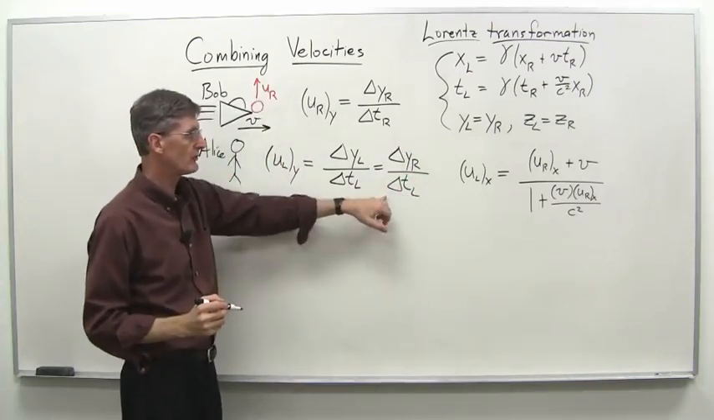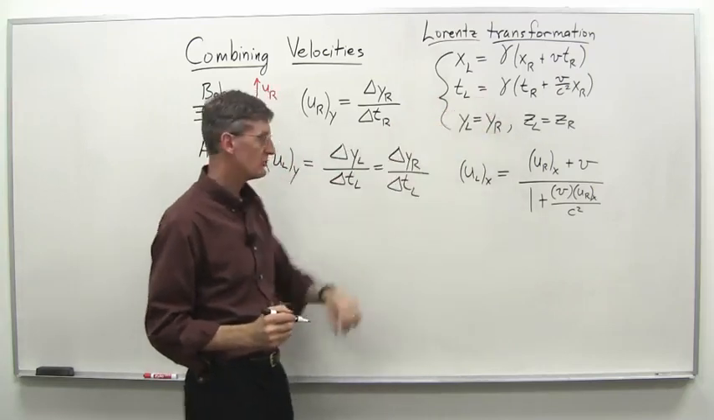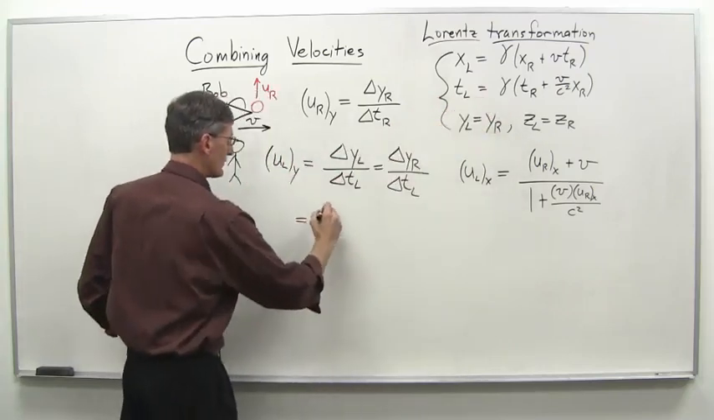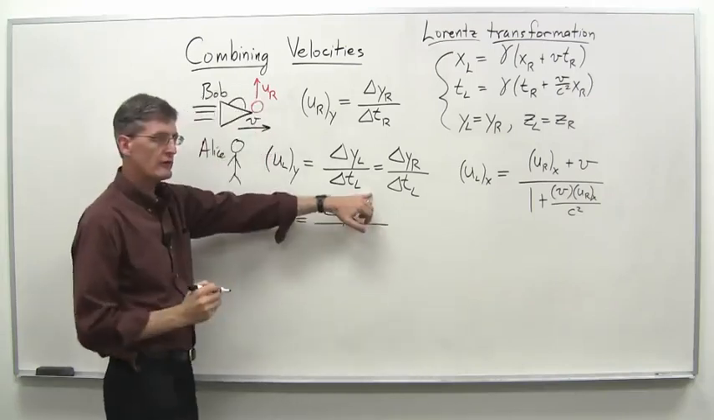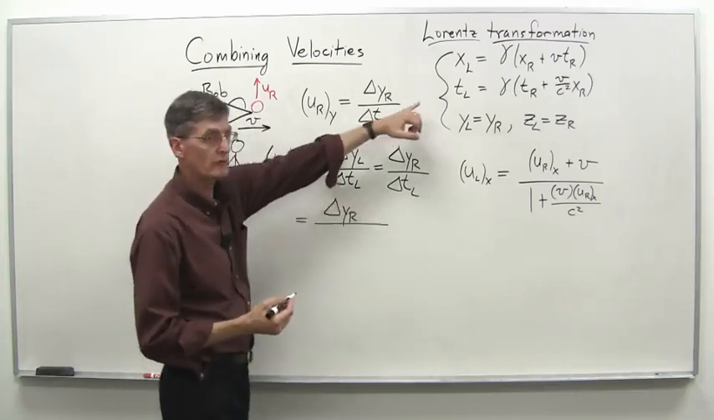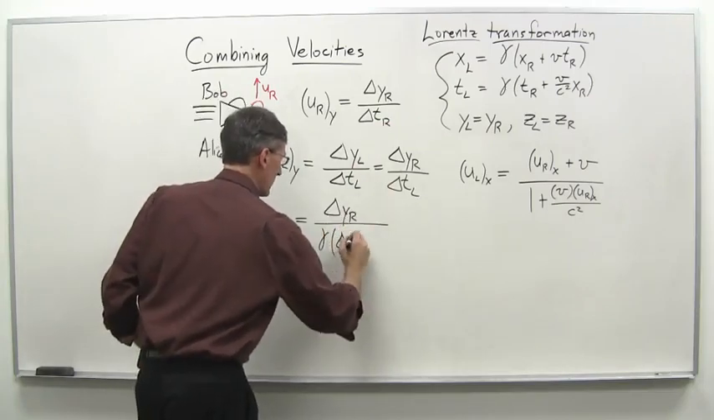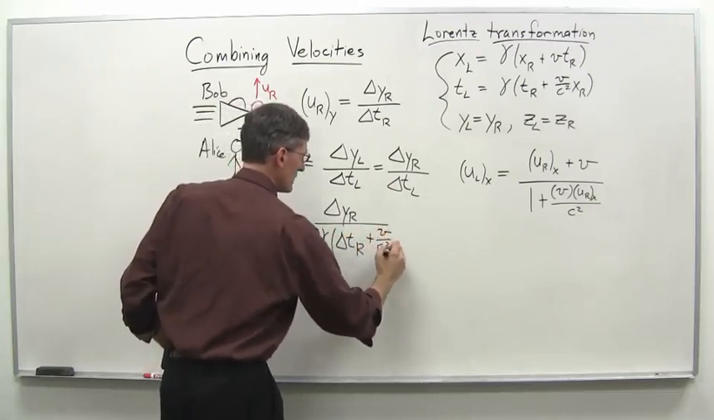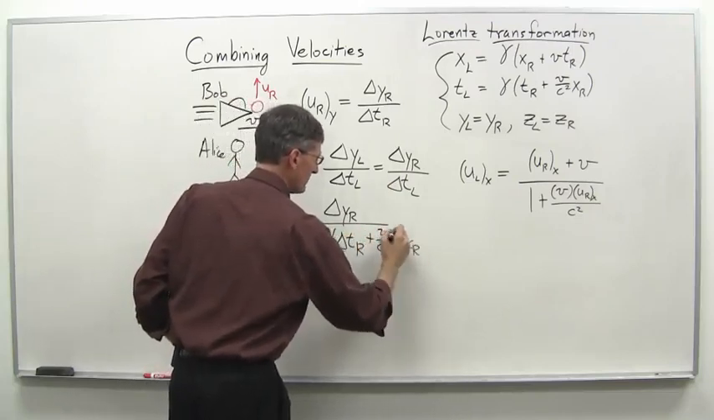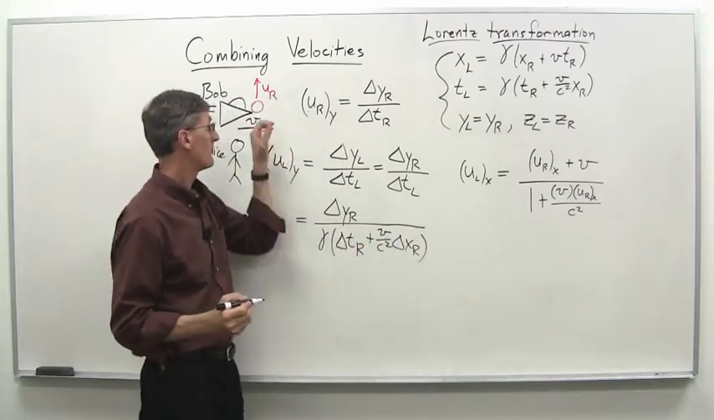But that does change, of course, by the equation we used before. Remember, we could use deltas in here to indicate change of quantity. So we'll write that as delta y sub r on the top. And then delta t sub l, using the equation here, is going to be gamma times delta t sub r plus v over c squared delta x sub r. All right, again, these are the quantities that Bob is measuring.